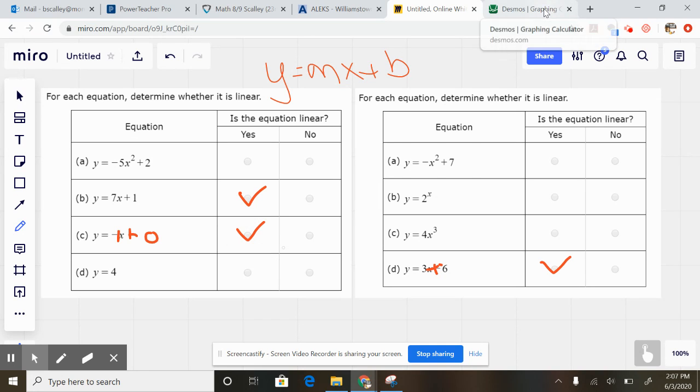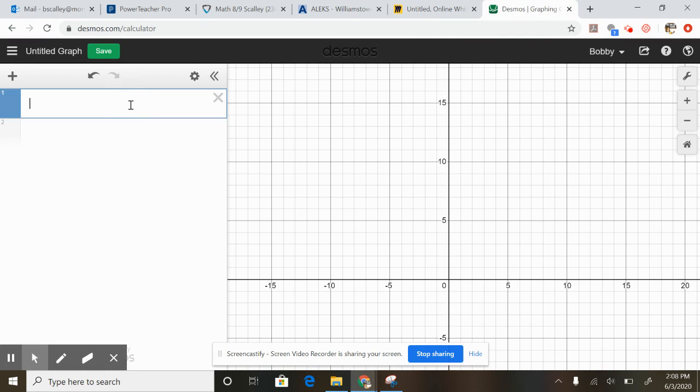If I were to go ahead and graph that, I have Desmos open here, y equals negative x. Yeah, it's a straight line. It just goes through the origin.